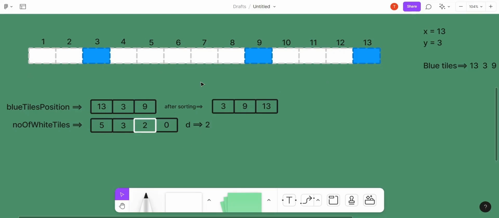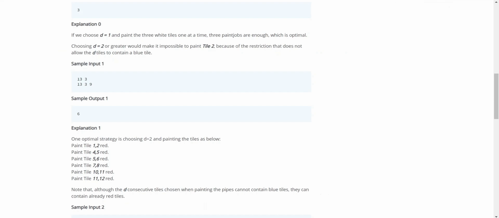So it is evident that we need to take D as the minimum number of consecutive white tiles. Here we have 2, which is evident from the figure. If we consider D as 2, we have the first paint job here, that is 1, 2, second 4, 5, then 6, 7 and 7, 8, that is 1, 2, 3, 4, then here the fifth and here the sixth. So the minimum number of paint jobs required is 6. So the output here is 6.